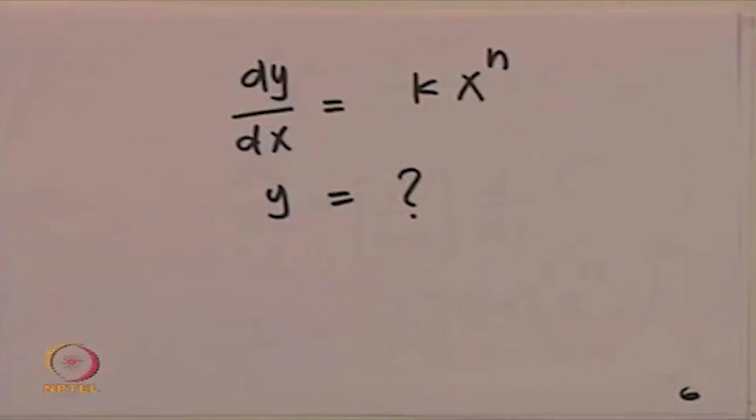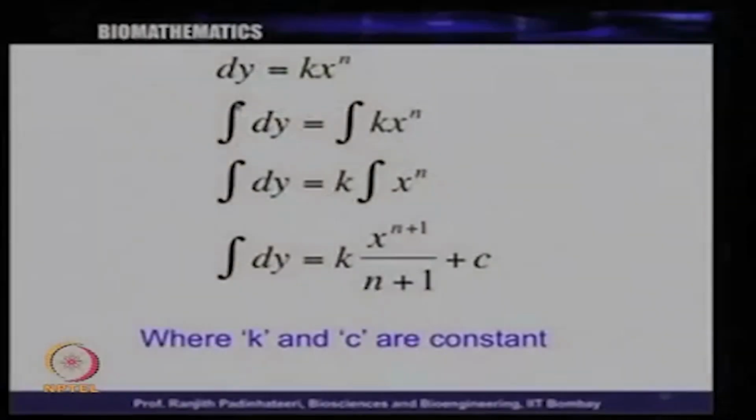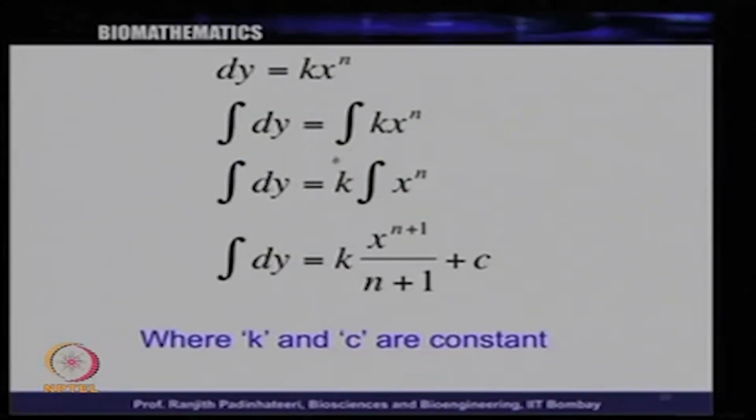That is a question. So, to get y, you have to integrate. dy is k x power n. Since k is a constant which is independent of x, you can take this k out and write k integral x power n, and you have to have a dx here.